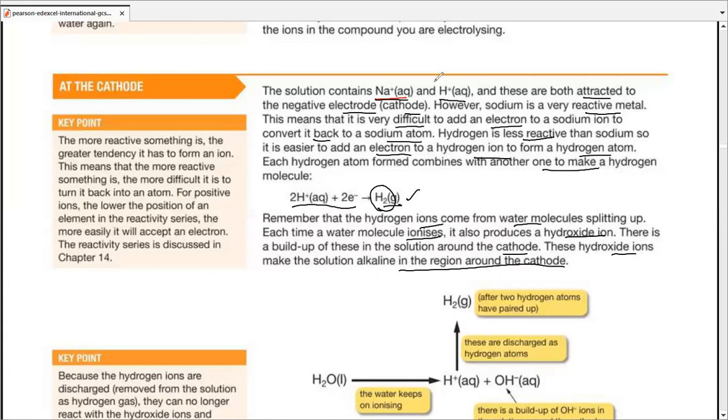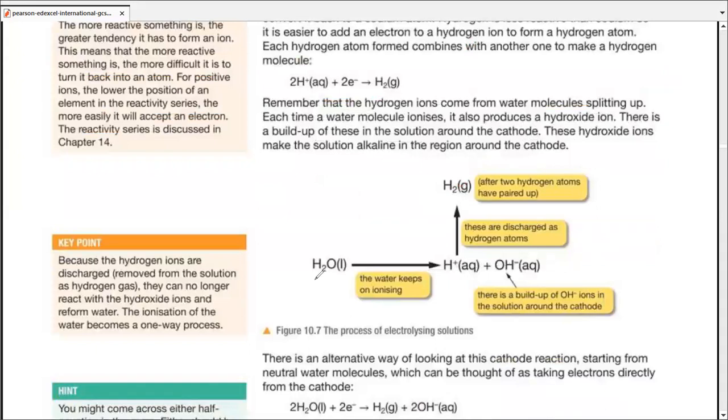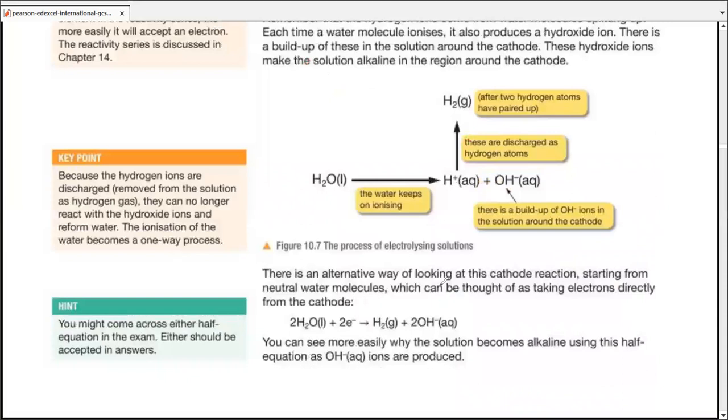Now, let's take a look at what happens to these in the form of a proper equation. So water breaks up into hydrogen ions and hydroxide ions. Hydrogen ions are converted into hydrogen gas when they discharge around the cathode. However, there is a buildup of hydroxide ions around the cathode. There is an alternative way to look at the whole thing. We say that water gets reduced. Water gains two electrons to give us hydrogen gas and 2 hydroxide ions.